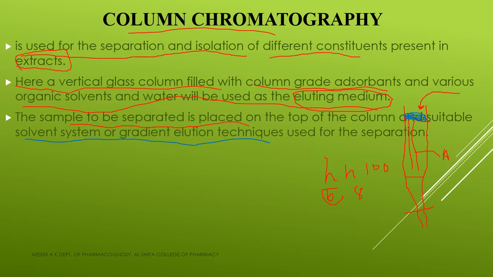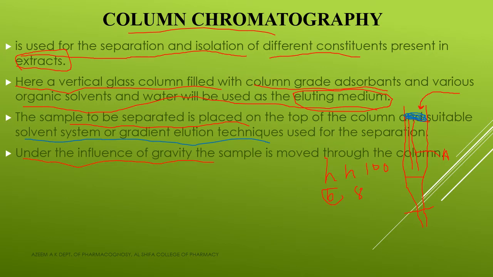So the sample to be separated is placed on the top of the column, and a suitable solvent system or gradient elution technique is used for the separation. Okay. Now, under the influence of gravity, the sample is moved through the column. Here the sample is placed in the top region of the column, and the mobile phase is also poured from the top of the column. A tap is there, and the sample is placed here. Then if you pour the mobile phase here, the sample will move from top to bottom under the influence of gravity.